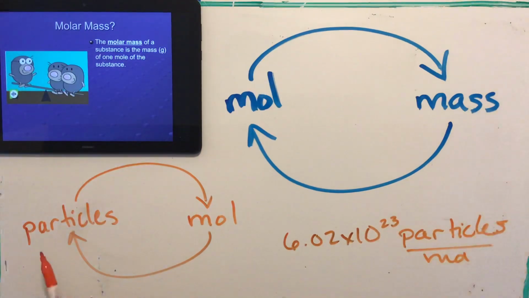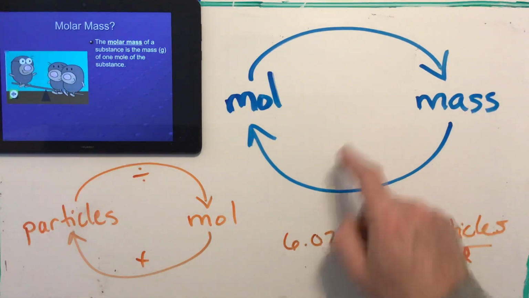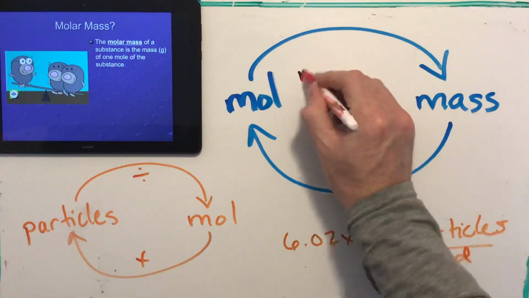So I had to go from the number of particles, usually atoms or molecules in chemistry, to the number of moles. I had to know that there are 602 hexillion, or 6.02 times 10 to the 23 particles per mole. So that's what I had to know. And one way we divided, and down here we multiplied by this conversion factor. Well, the conversion factor for this loop that we're going to discuss today is something called the molar mass.